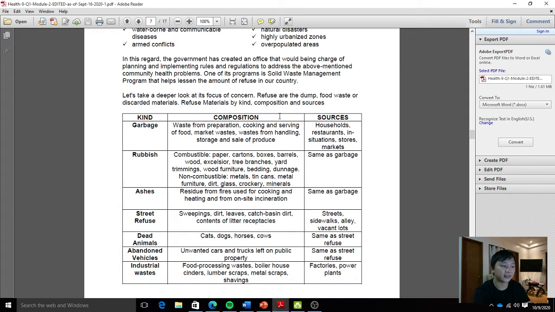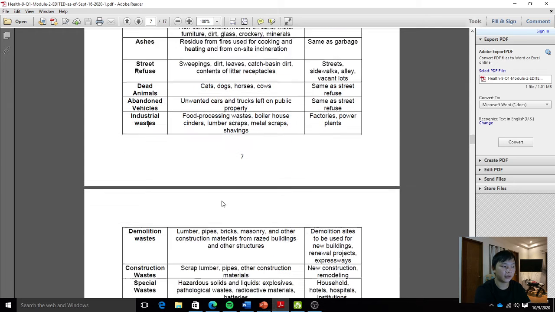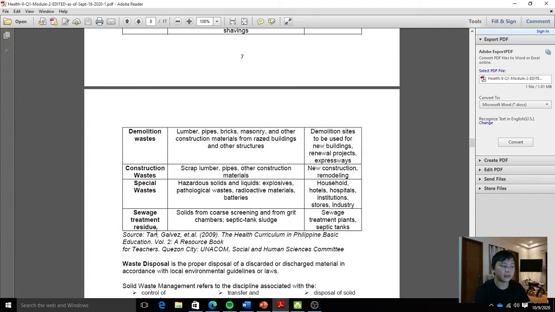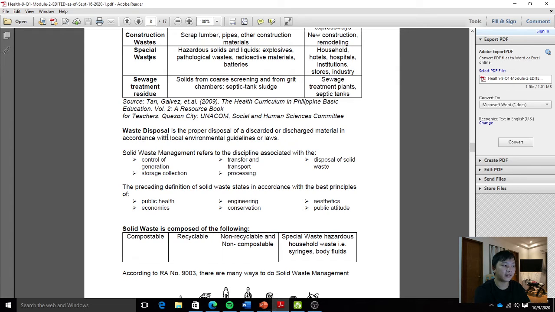materials by kind, composition, and sources. We have garbage. So this is the composition, and where it comes from is called its sources. Rubbish, this is its composition and where it comes from. Okay? We have ashes, street refuse, dead animal, abandoned vehicle, industrial waste, demolition waste, construction waste, special waste, sewage treatment residue. Okay?